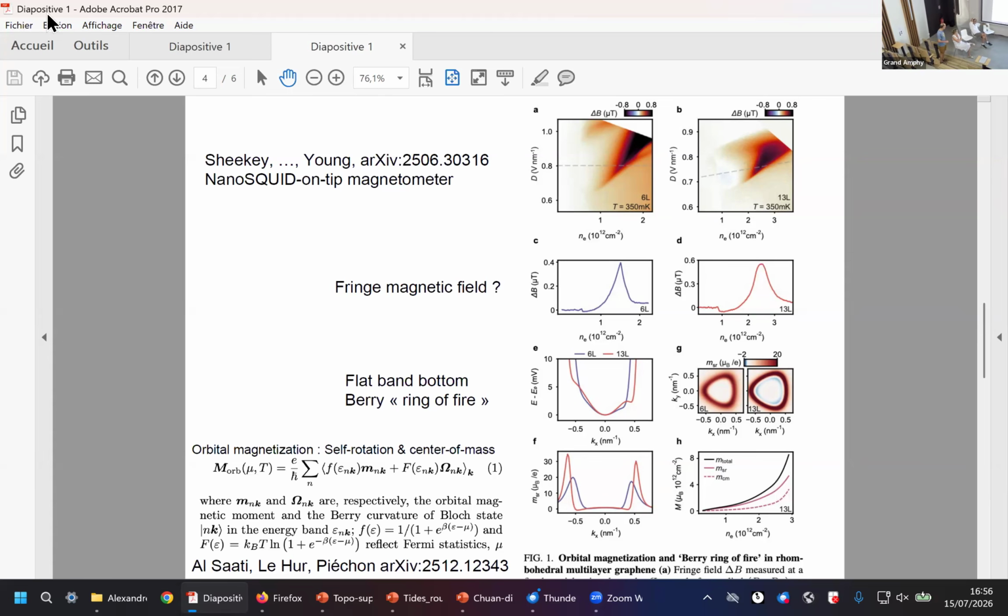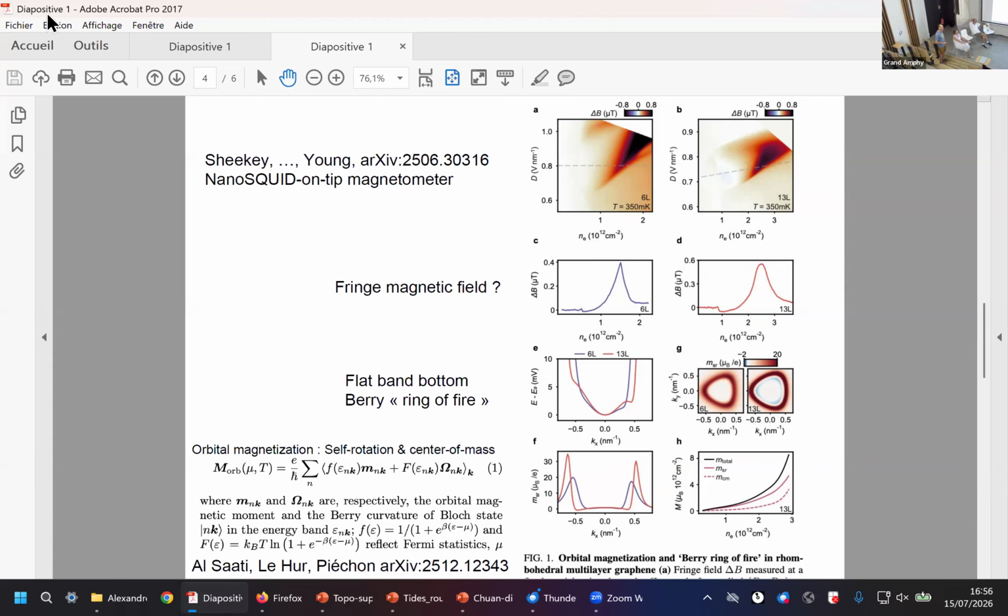And so here, the spontaneous magnetization is only due to orbits. You forget about spin, you are in a quarter metal, you are spin polarized. Here you have a calculation of the magnitude of these different contributions, self-rotation and this center of mass orbital magnetization, as a function of doping.